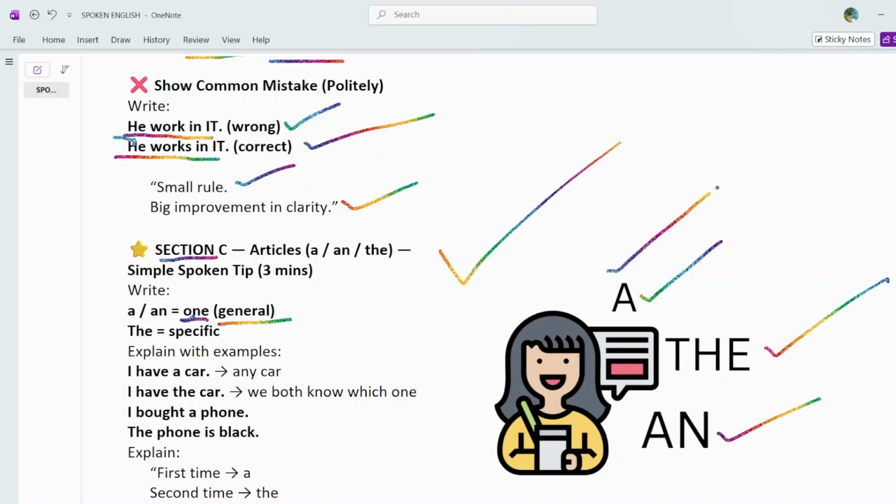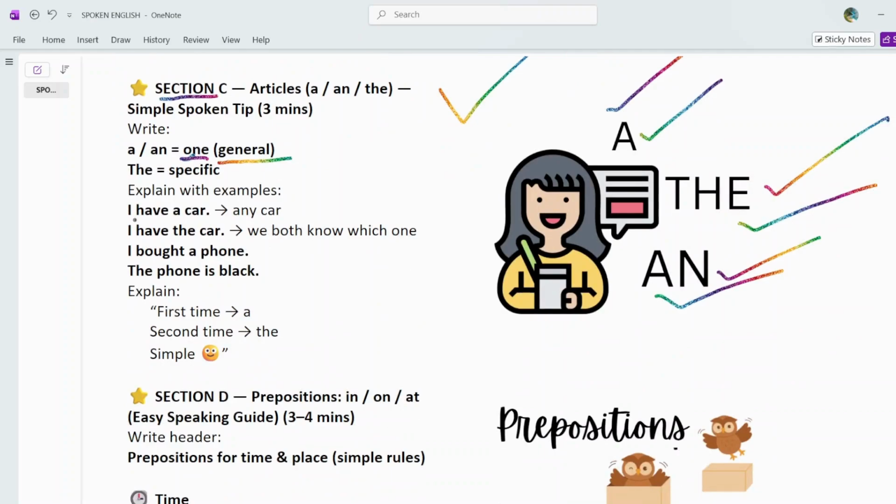Now this, my friends, that is a and an, looks at something general. General in the sense it can be anything. All right. And then if you look at this special word, the, this talks about something very specific. Okay. Let's go on and look at some examples here. All right. I have a car. It can be any car. You don't need to know which car you have. Okay, it could be any car really.